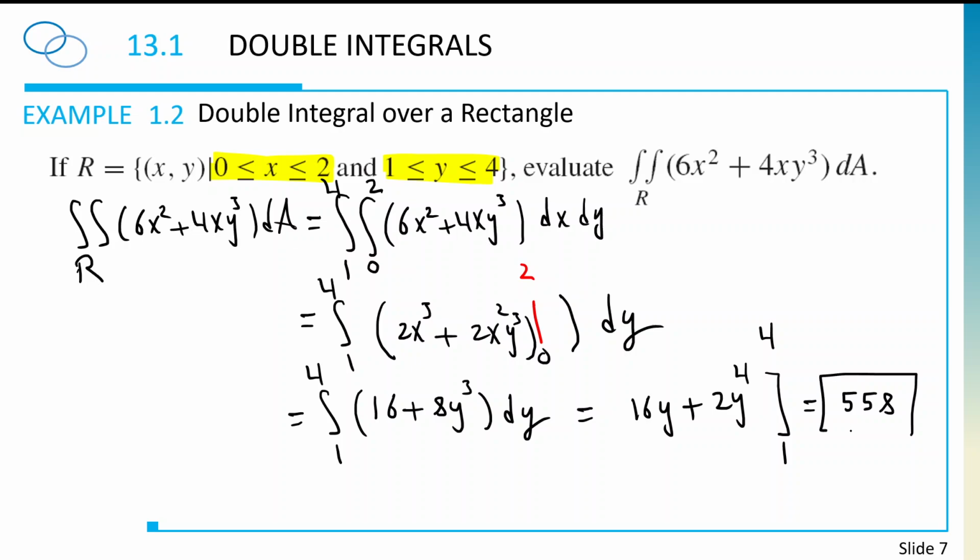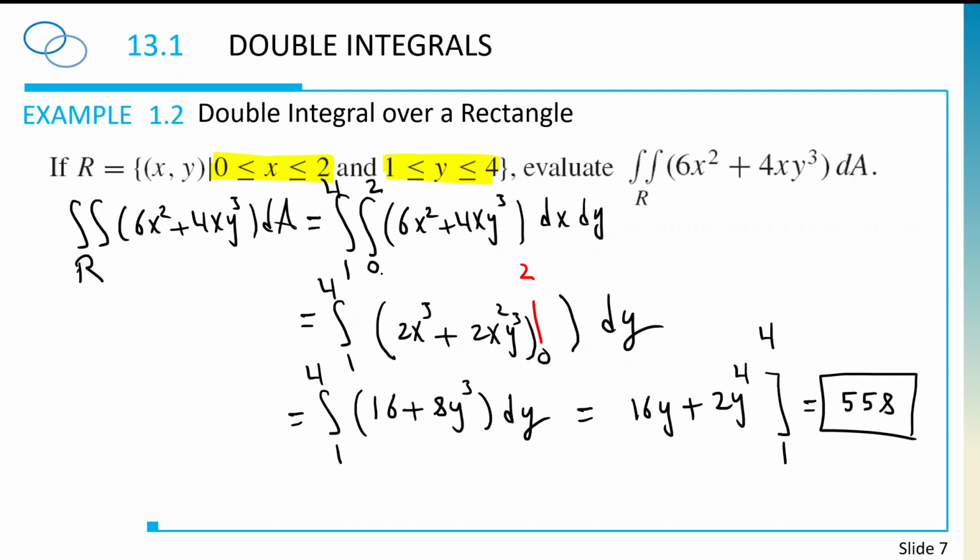558. If you switch the operation, you didn't follow just what I've done, you did y before x, you'll get exactly the same result. Or else you did something wrong. It should be the same result. Okay, so this is the idea.